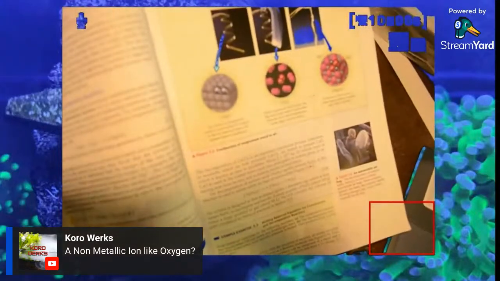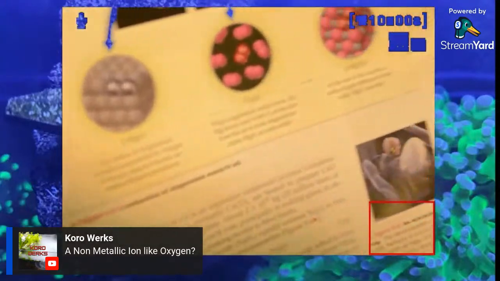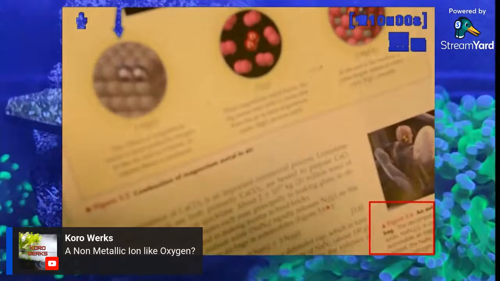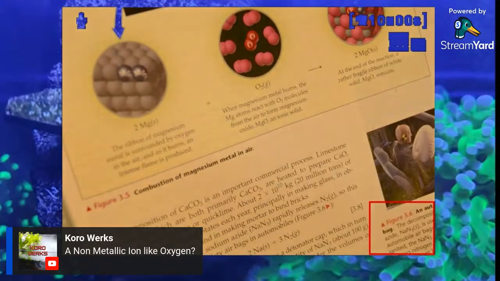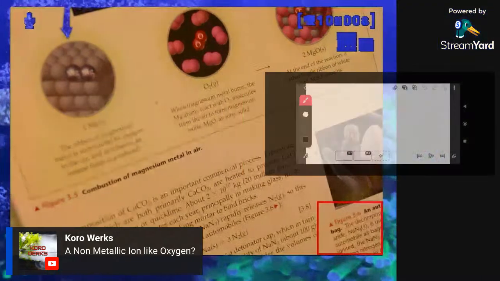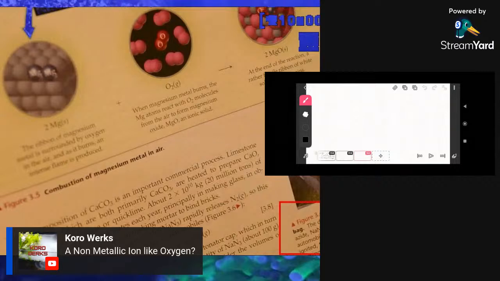Hold on. See that? That's a reaction of two magnesiums and two oxygens. Let me write it down for you guys on the screen real quick. So that's 2 Mg solid plus O.